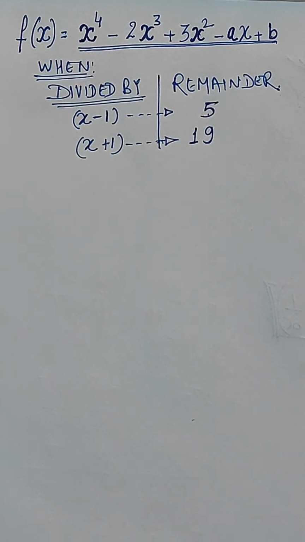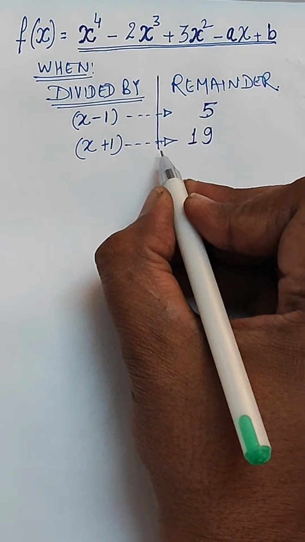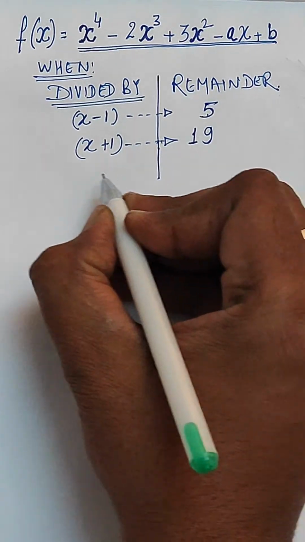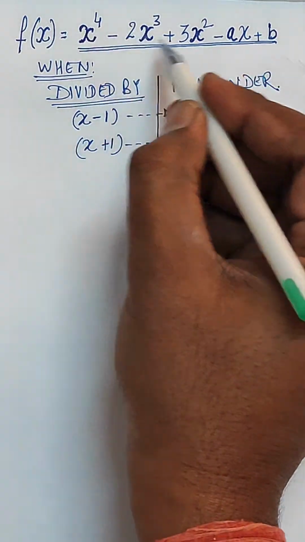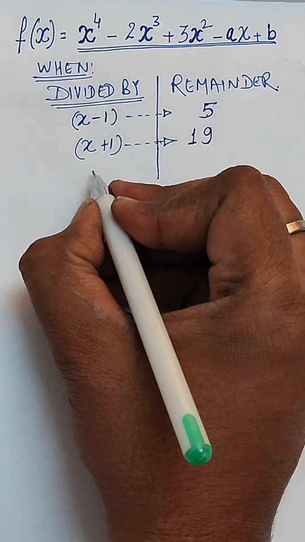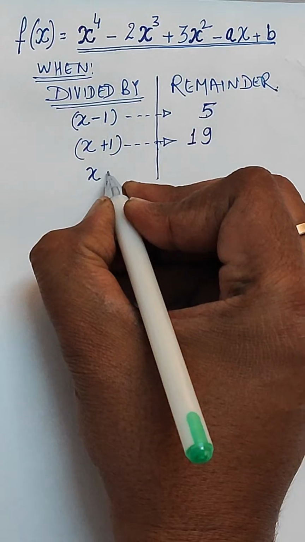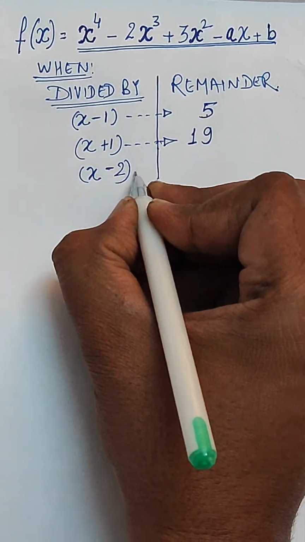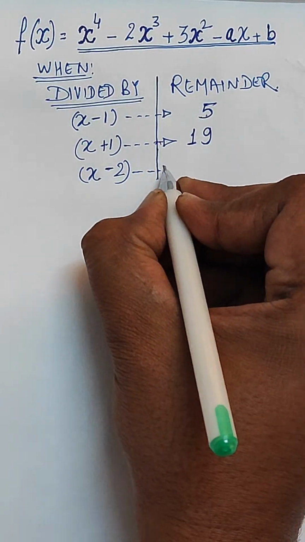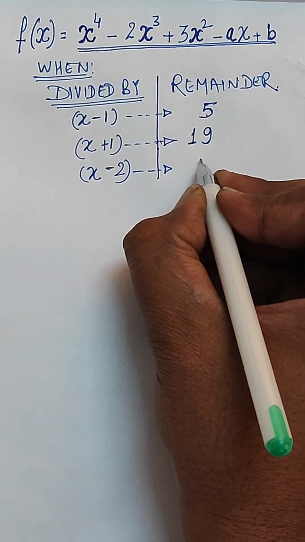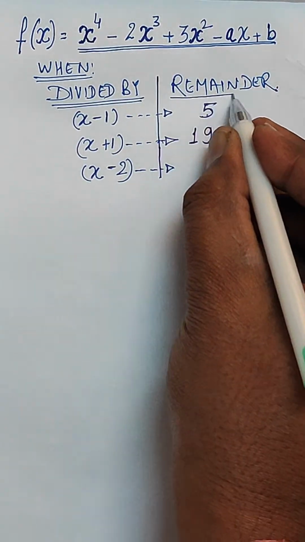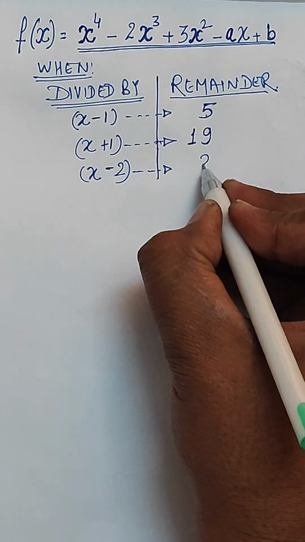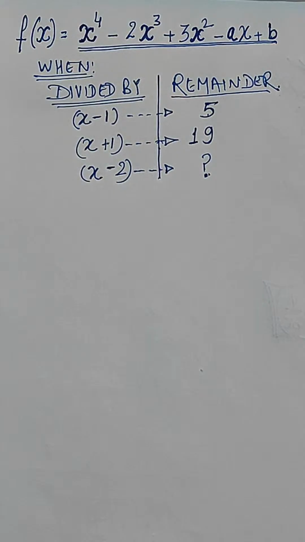Then we need to find the remainder when divided by x minus 2. So the question is, when the above f of x is divided by x minus 2, then what will the remainder be? This is the question to you, my dear friends.